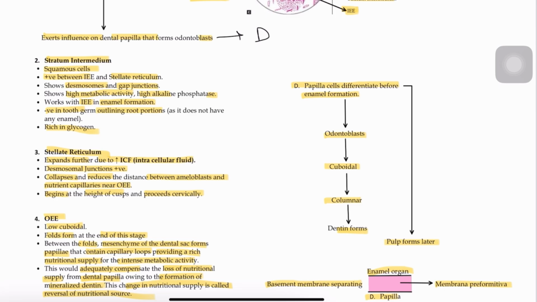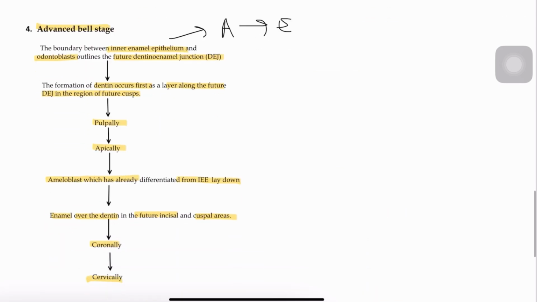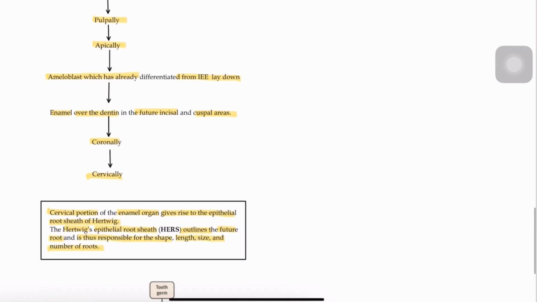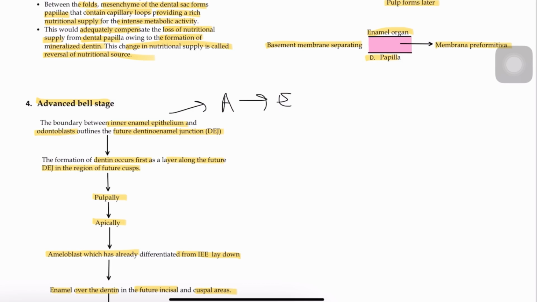Advanced bell stage में basically what is happening is कि future DEJ, dentino enamel junction पे dentin is first laid. It is laid pulpally and then apically, and then ameloblast will lay down enamel, which will again be from the cusp tips or the incisal region, फिर coronally and cervically जाएगा. Cervical portion of the enamel organ will give rise to HERS, which will determine the shape, length, number of roots that are formed. Okay, and the basement membrane separating enamel organ and dental papilla is known as membrana preformativa.